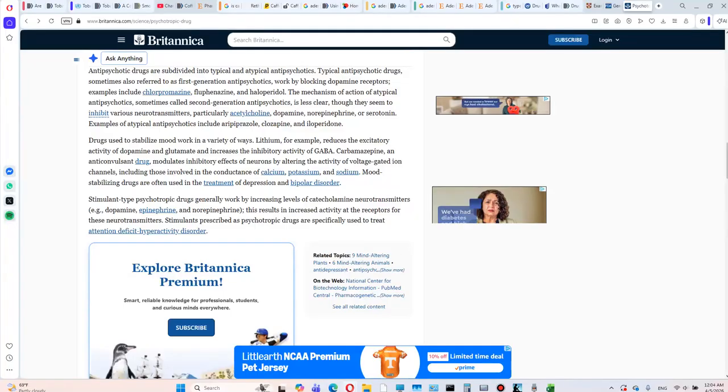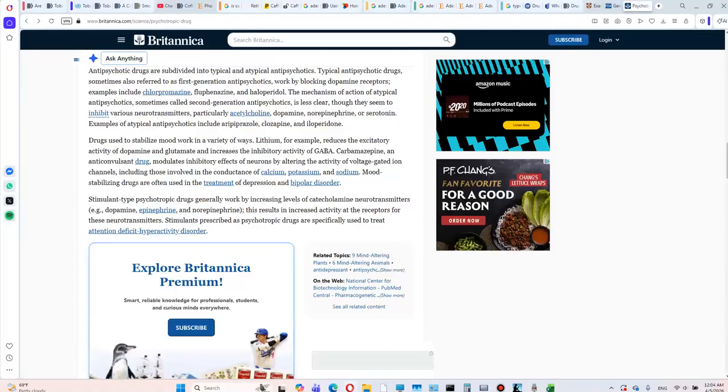The mechanism of action of atypical antipsychotics, sometimes called second-generation antipsychotics, is less clear, though they seem to inhibit various neurotransmitters, particularly acetylcholine, dopamine, norepinephrine, or serotonin. Examples of atypical antipsychotics include aripiprazole, clozapine, and iloperidone.